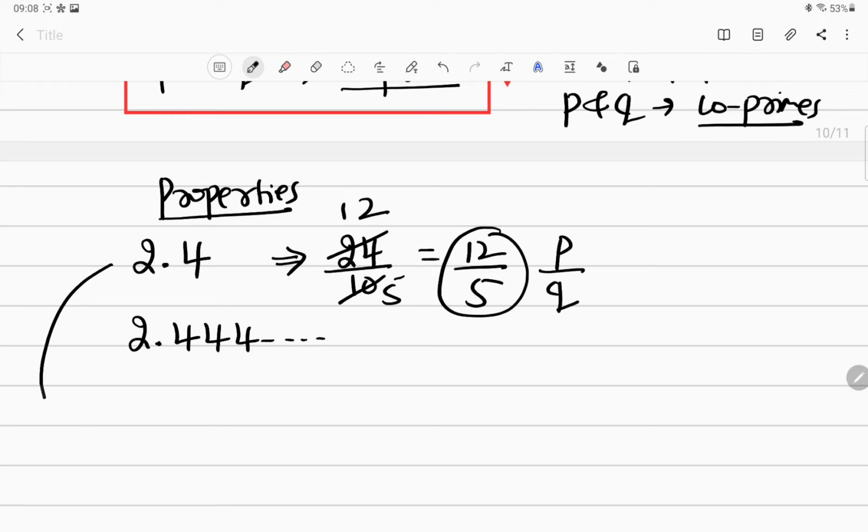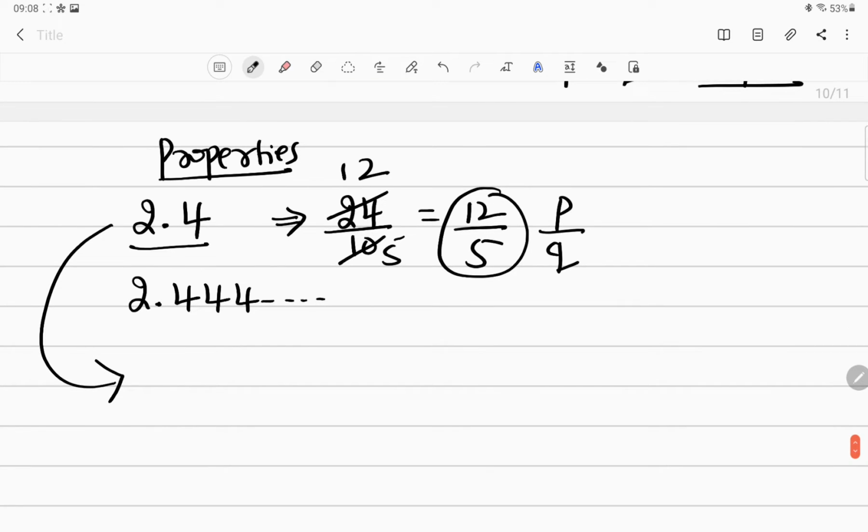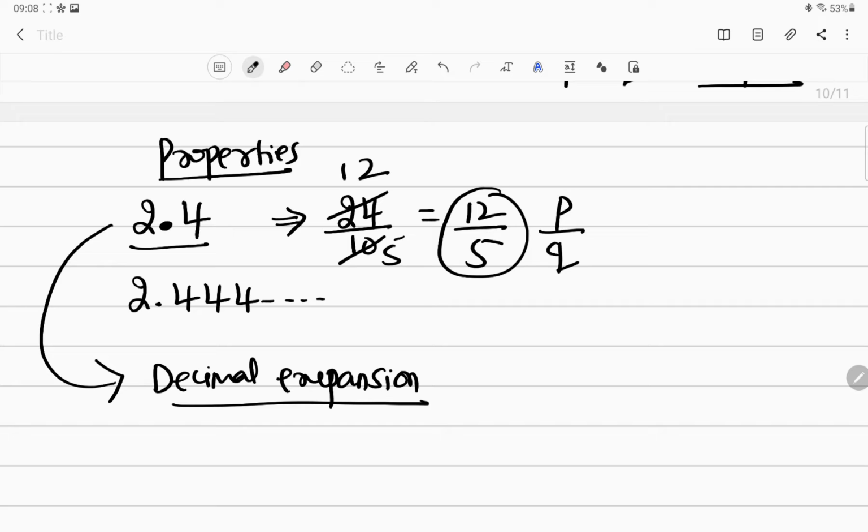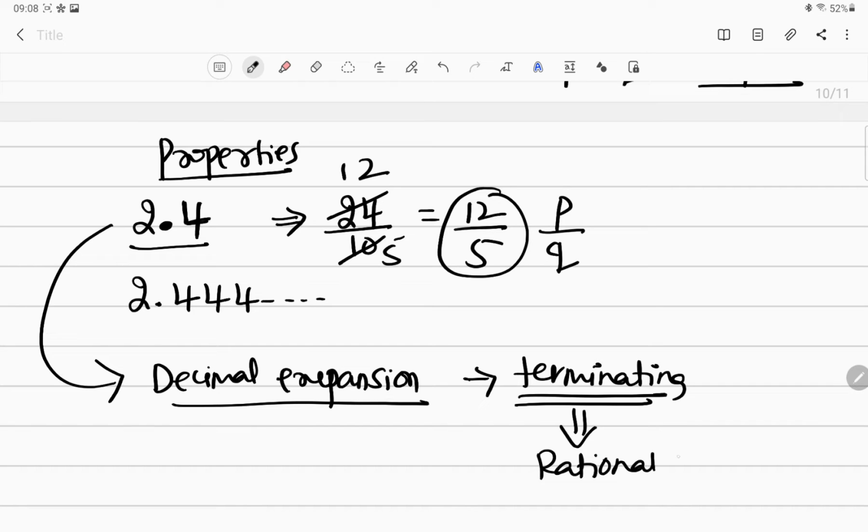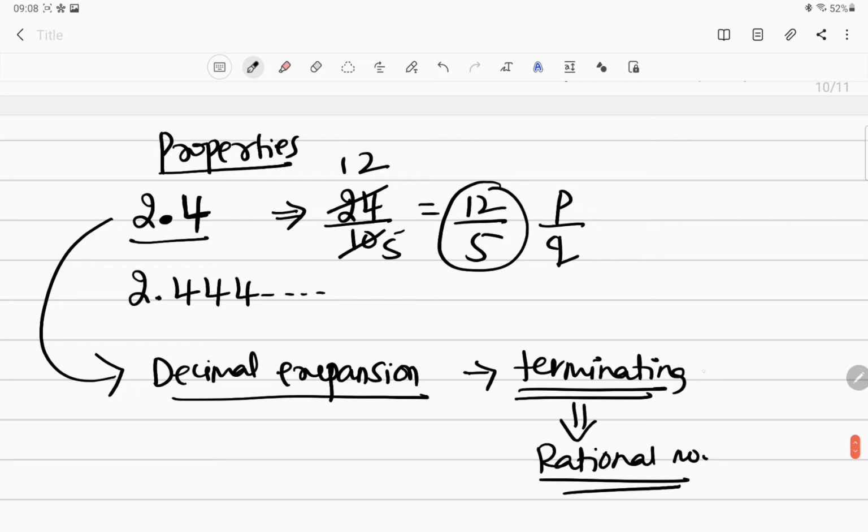Another way is whenever a decimal expansion is terminating. For example, if you see this 2.4, it has a decimal expansion, as does 0.4. If the decimal expansion is terminating, if it is ending, then the number is said to be a rational number. Very, very important point. So what is the property of a rational number? If the decimal expansion is terminating, then definitely it is going to be a rational number. So this is the first property.